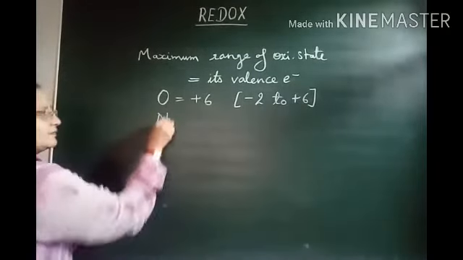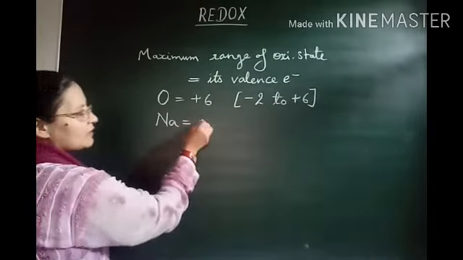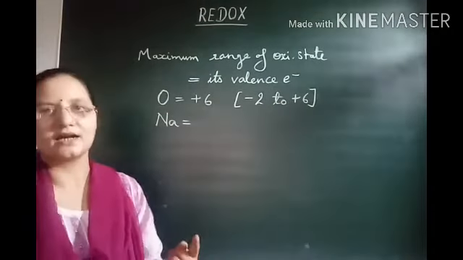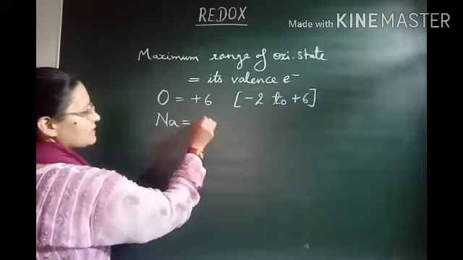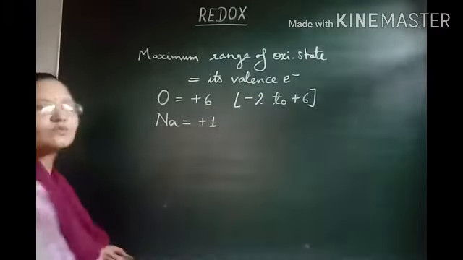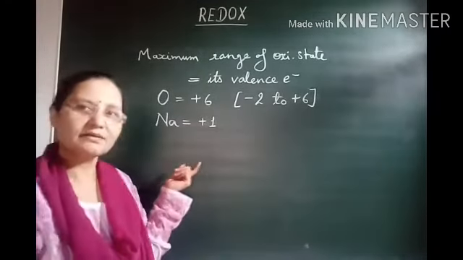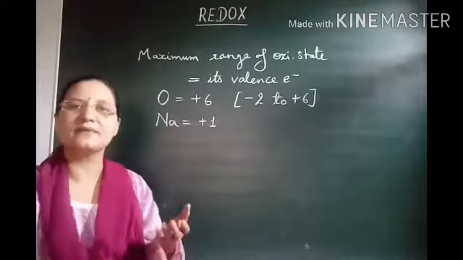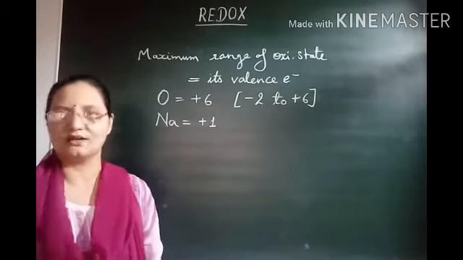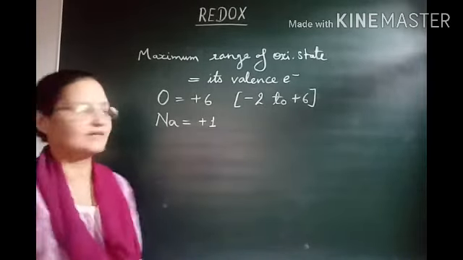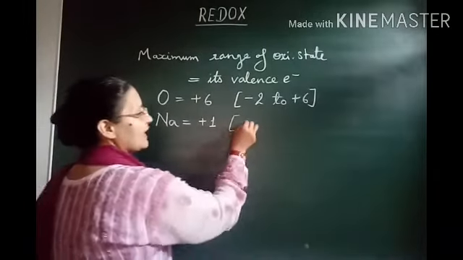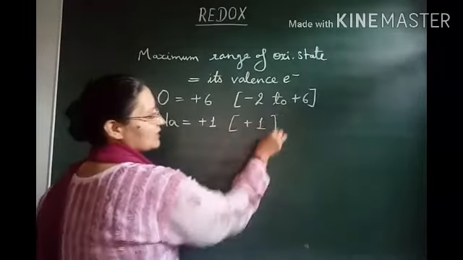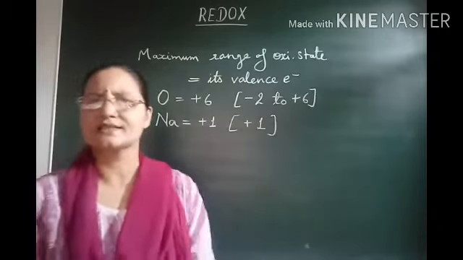For sodium, in the outermost shell we have only 1 electron. So its maximum range is +1. Previously, we have studied that the minimum is also +1 due to its valency. So, sodium only has +1 oxidation state, nothing else.